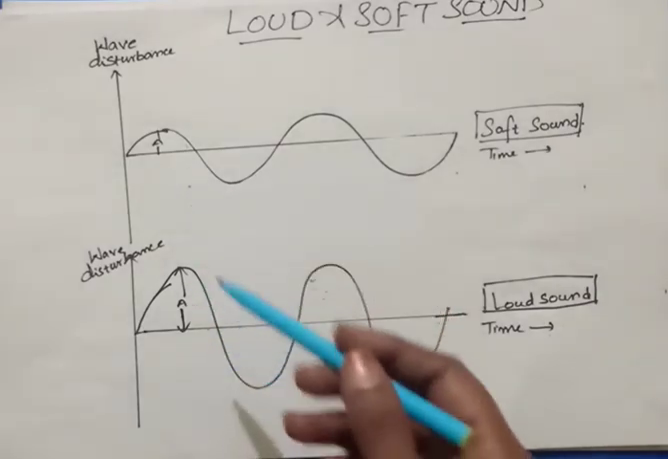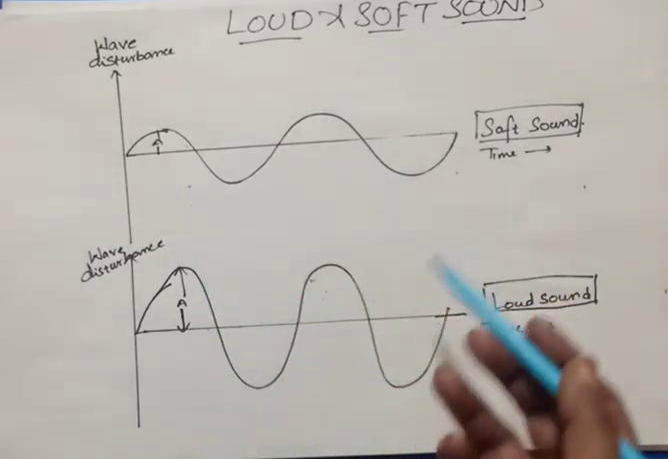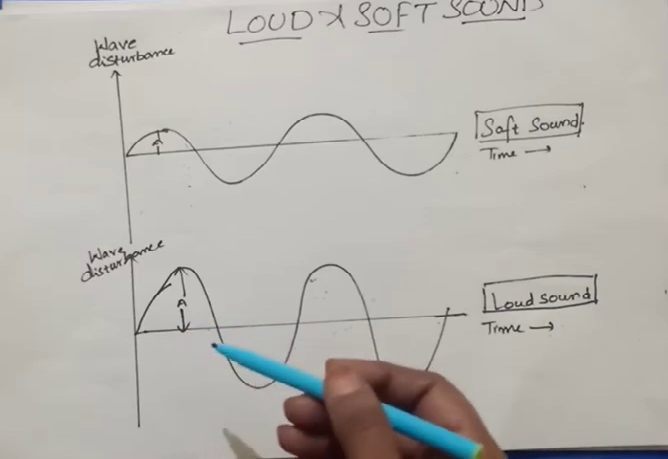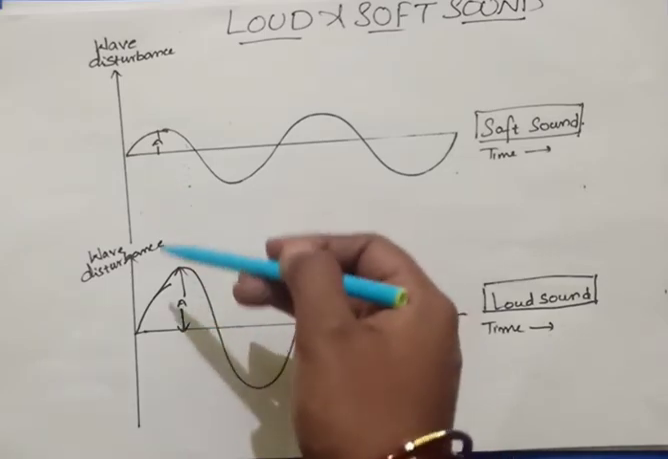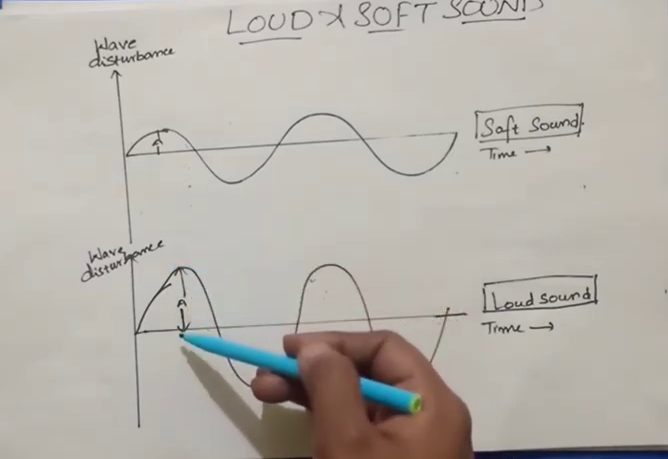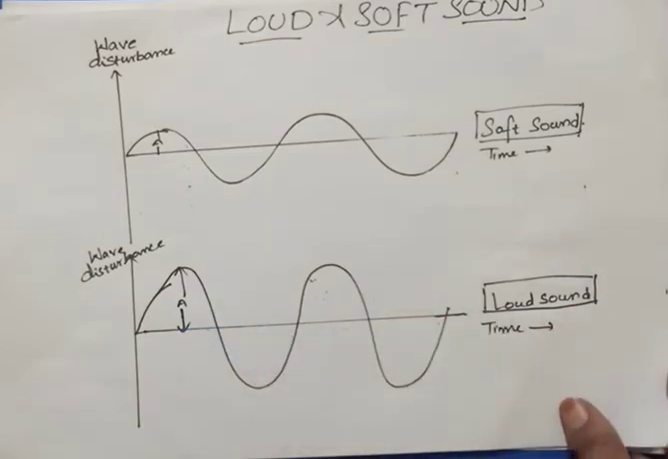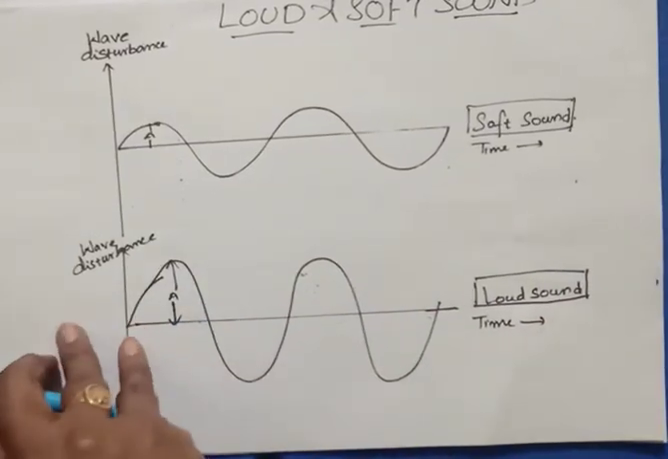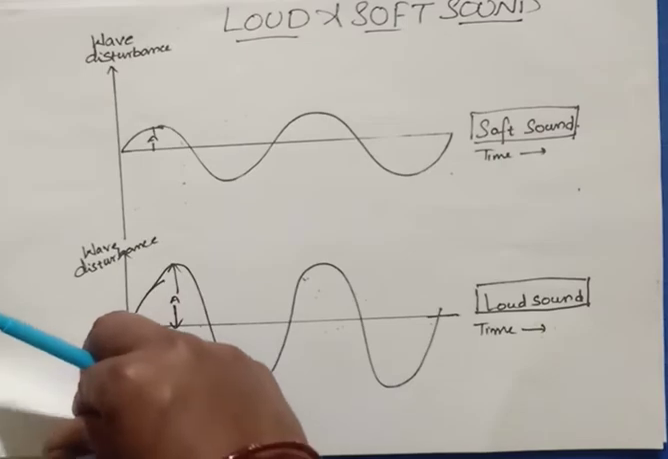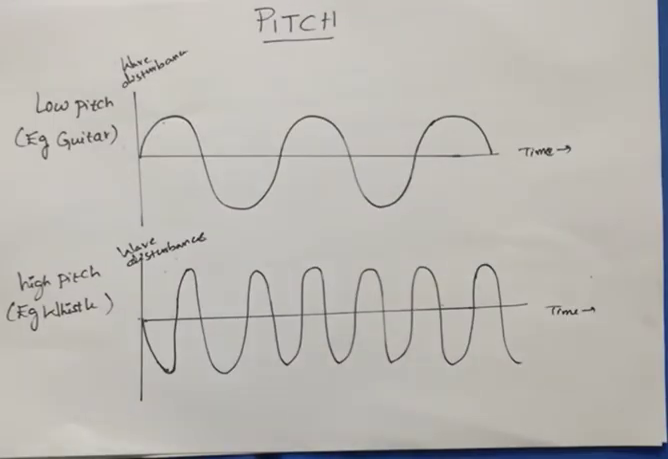Less the amplitude, less is the loudness of sound. It means soft sound. The amplitude is nothing but the height of the wave, which is measured from the peak of the crest to the equilibrium position. This is regarding loudness and softness of the sound.